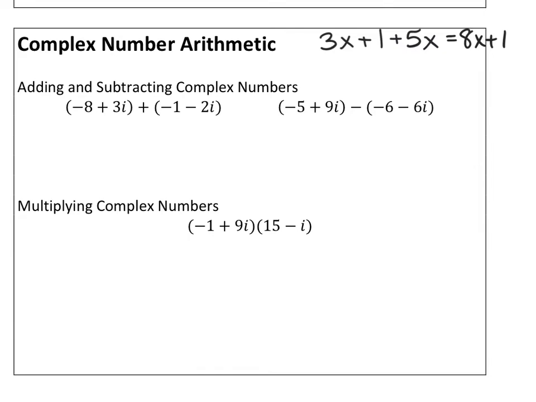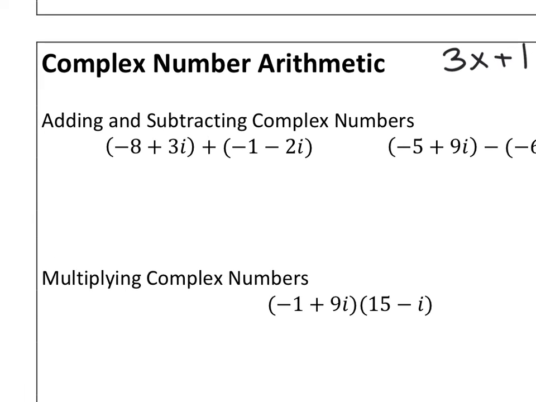When you're adding or subtracting complex numbers, all you're going to do is combine the reals with the reals and the imaginary with the imaginary. What I mean by that is, do you notice in this first problem that -8 is a real number? And that -1 is a real number? And that 3i is an imaginary number because of the i. And -2i is an imaginary number because of the i, right?